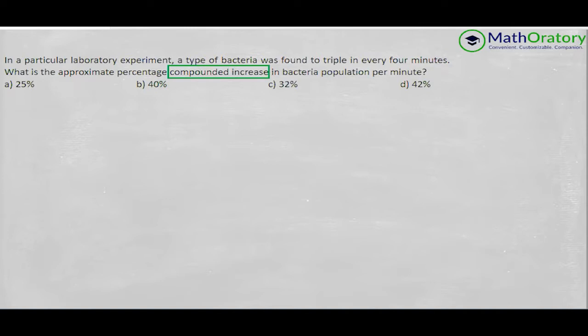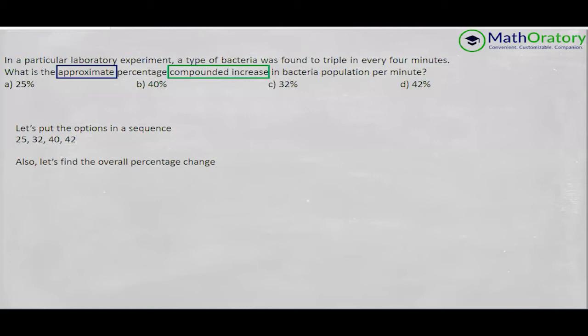So, keeping these two things in mind, first of all, let's put the four options that we have in a particular sequence. I put them in ascending order in this scenario. You can put it in descending also, but this is what I prefer usually. So we have 25, 32, 40, and 42 as percentage values as options, right? Now, also, let us look at the overall percentage change that is known to us. As it is tripling the population of the bacteria, the increase should be 200%. This is very naturally figured out.